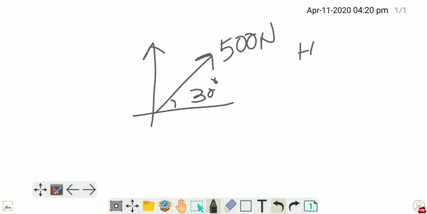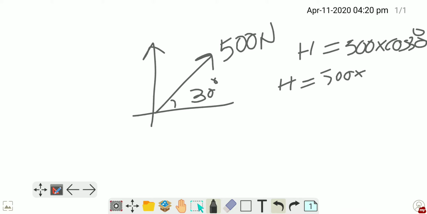In order to find the horizontal force, we have to multiply this force 500 with cos of the angle, 30 degrees, cos 30. So H equals 500 into cos 30. What is the value of cos 30? It is root 3 divided by 2. Since the force is in newtons, the component will also be in newtons. And let us go for finding the vertical component.